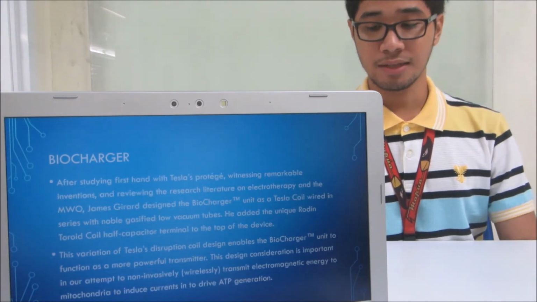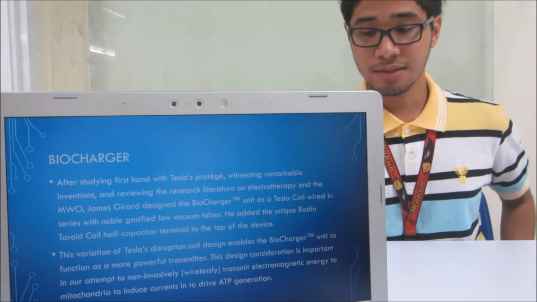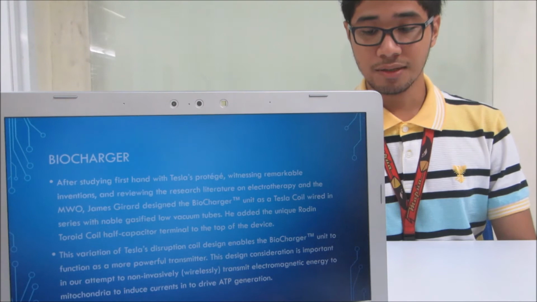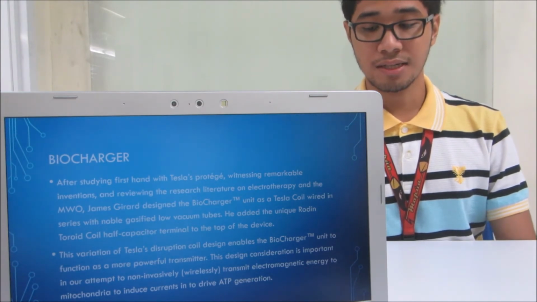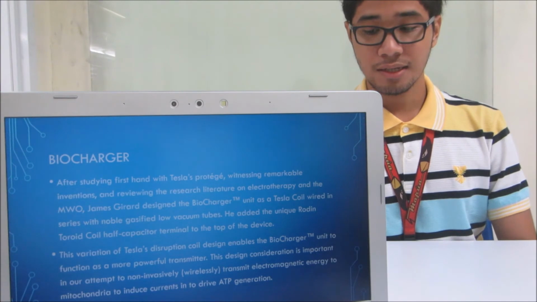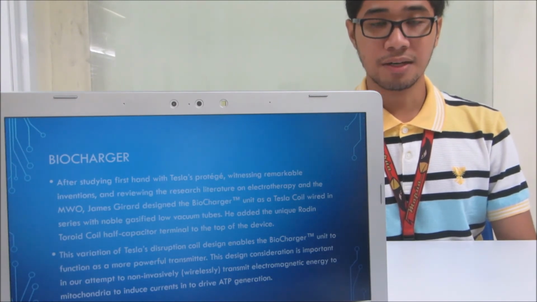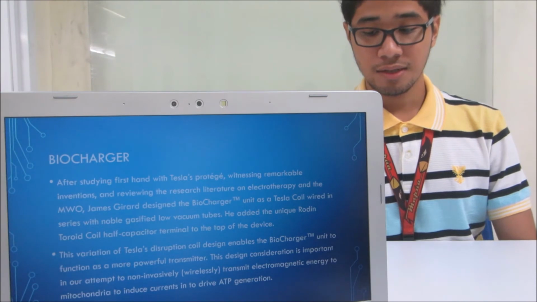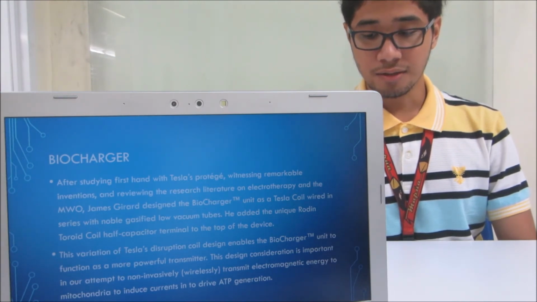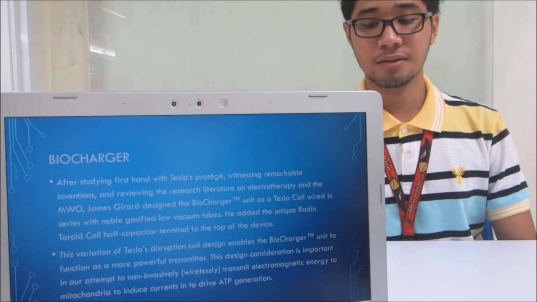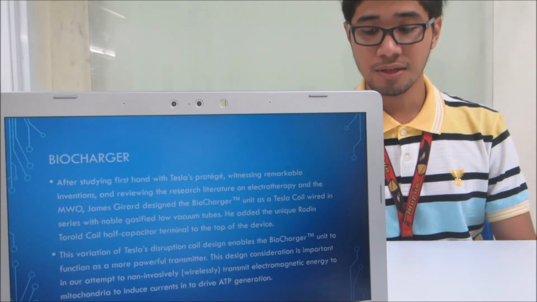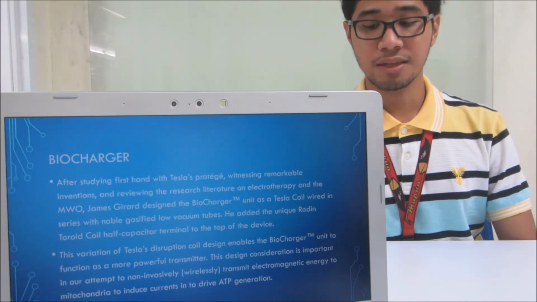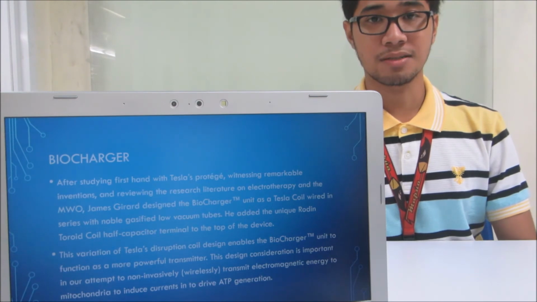After studying firsthand with Tesla's protege, witnessing remarkable inventions, and reviewing the research literature on electrotherapy and the MWO, James Gerard designed the biocharger unit as a Tesla coil wired in series with noble gasified low vacuum tubes. He added the unique rhodine toroid coil half capacitor terminal to the top of the device. This variation of Tesla's disruption coil design enables the biocharger unit to function as a more powerful transmitter.